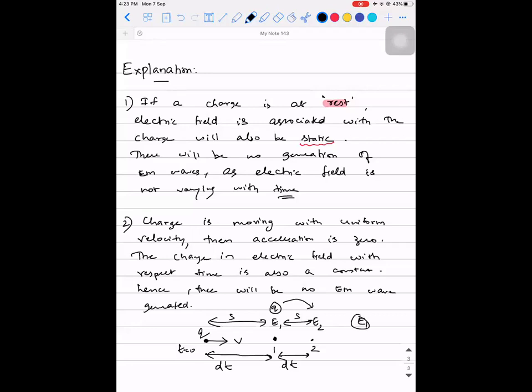How did I say that? Because if I take this charge as q and this distance as s, then what is the electric field at the first point? E is equal to kq divided by s square. Accepted? So E1 is equal to kq divided by s square. Then when the particle comes here, from here till this point, what is happening to the distance?